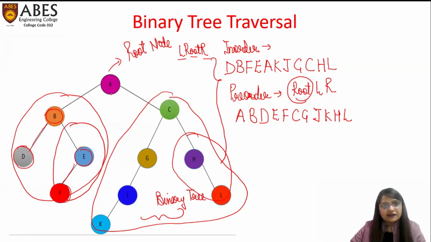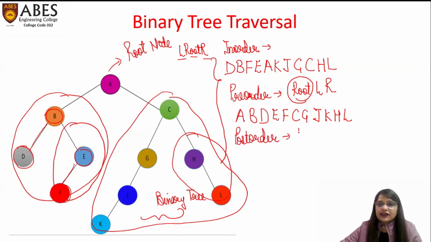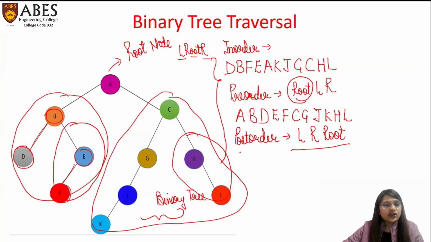That's why A has come first, then B, then D. After that, E, then F. After that, C, G, J, K, then H, and then L. After this, we will talk about post-order traversal. In this, the left child will be encountered first, then the right child. At the end, the root will be encountered. Okay? So post-order will be left, right, and then root.